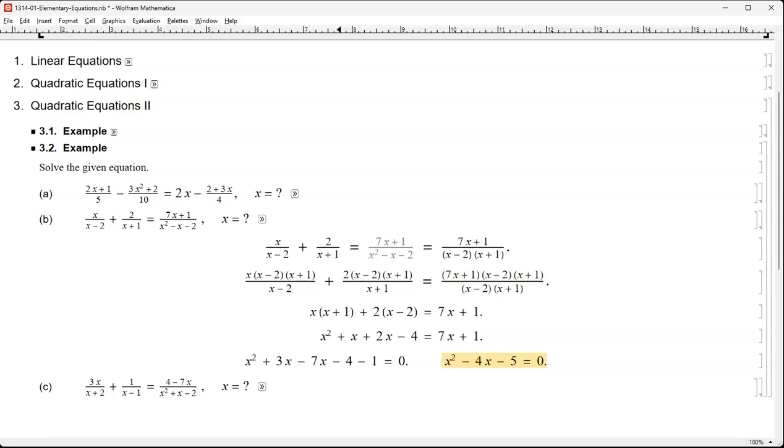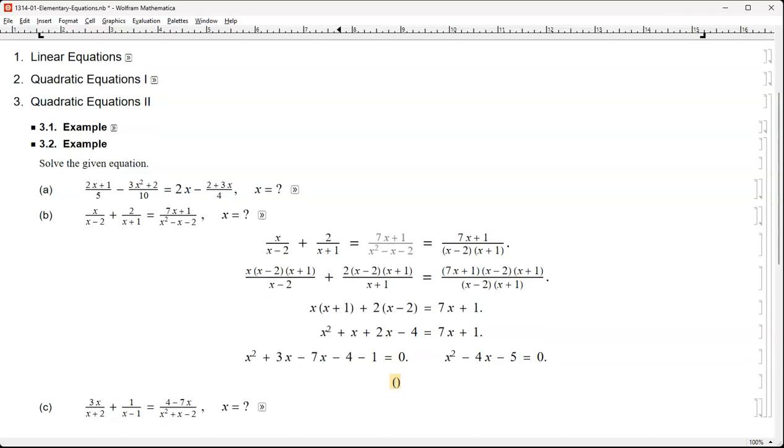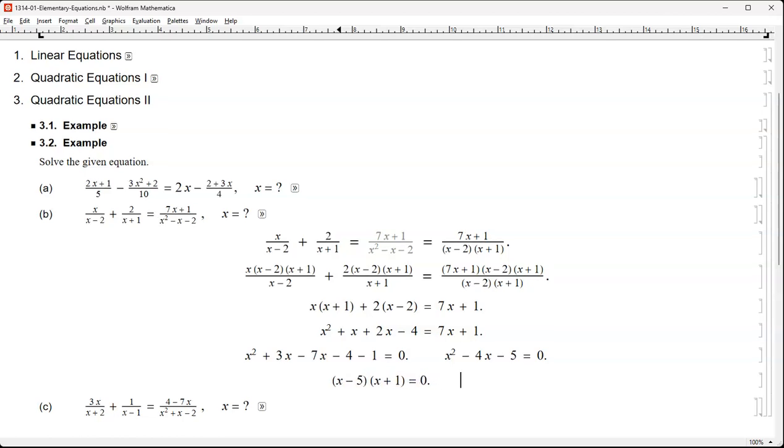Feel okay about this? Let's see. Like terms, 2x became 3x, and like terms, negative 4 minus 1, negative 5. Yeah, looks good to me. And then factoring this, if you factor right, it is x minus 5, x plus 1, equal to 0. It's easy because this is a monic trinomial. We get x is 5 or x is negative 1. So we get these two solutions.